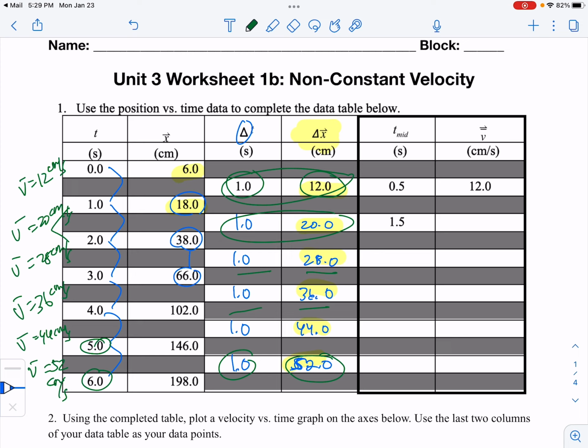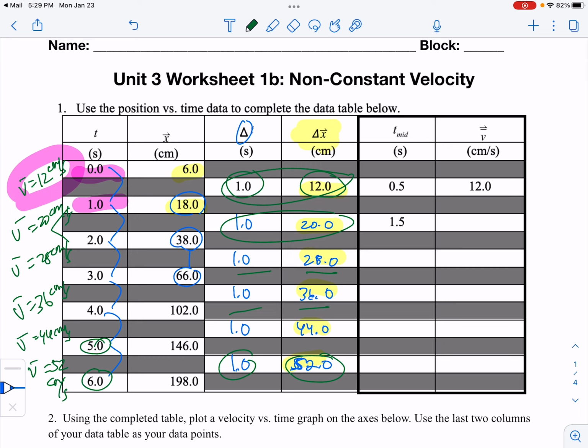Within an interval, say 0 to 1 seconds, the average velocity is 12 centimeters per second. But that doesn't mean it's going that speed the whole time. It's only going that amount on average. At the beginning of the interval it would be going slower than that, and at the end of the interval it would be going faster than that, so that it averages out to 12 centimeters per second.